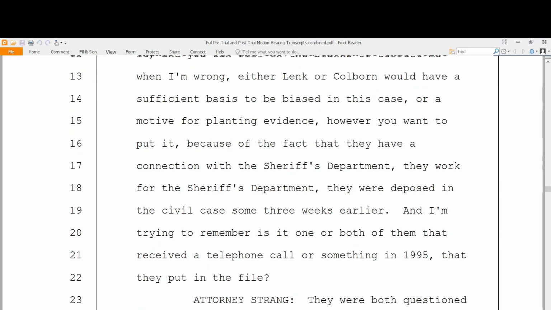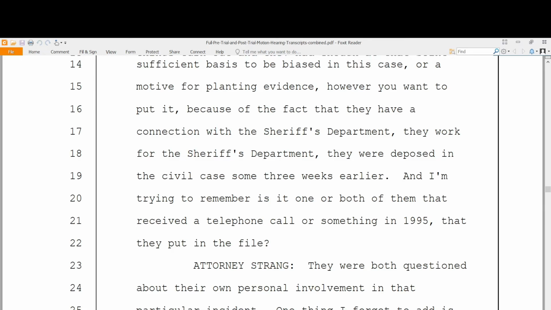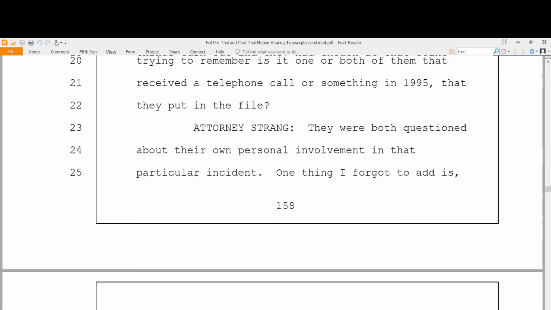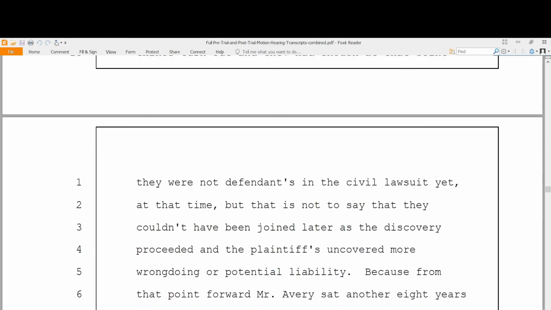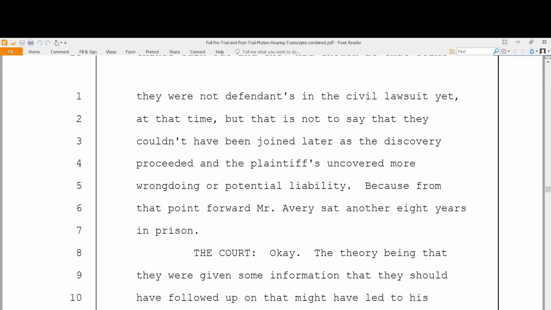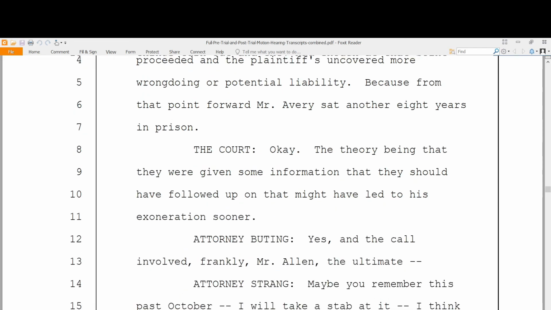They were deposed in the civil case some 3 weeks earlier. And I'm trying to remember, is it one or both of them that received a telephone call or something in 1995? They put it in that file. Attorney Strang: they were both questioned about their own personal involvement in that particular incident. One thing I forgot to add is they were not defendants in the civil lawsuit yet at the time, but that is not to say that they couldn't have been joined later as discovery proceeded and the plaintiffs uncovered more wrongdoing or potential liability, because from that point forward, Mr. Avery sat another 8 years in prison.